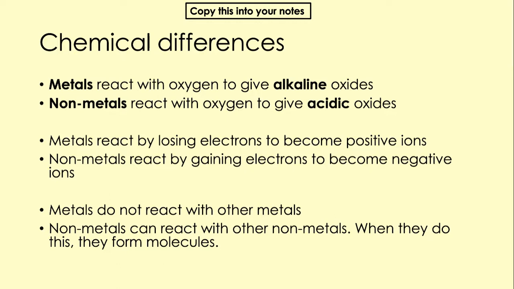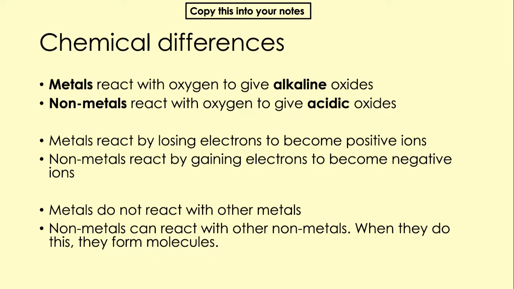So here are some notes you need to copy into your book. Chemical differences. Next lesson we're going to look at physical properties of metals and non-metals. Today we're just going to look at the chemical differences. Metals react with oxygen to give alkaline oxides, and non-metals react with oxygen to give acidic oxides.